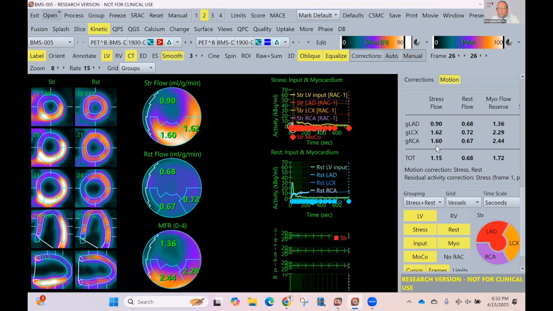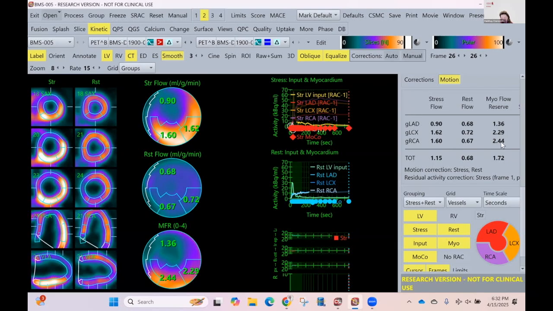So you have to be careful when you interpret it based on the computer's allocation of territory. So here I would just say that, yeah, I think the flow is relatively normal in the circumflex and RCA territories. And so this mostly looks like single vessel LAD disease. Dr. DeCamp, anything you want to add here?